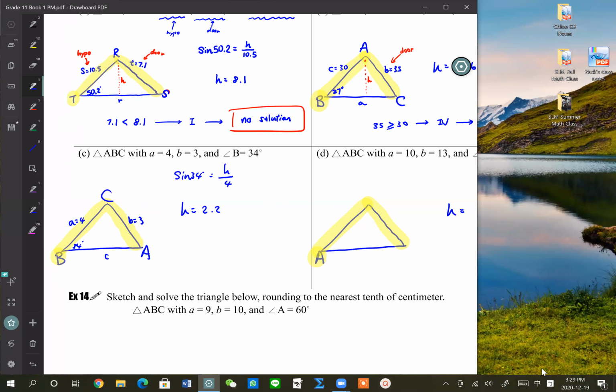Okay, Colin, which case is this one? I did case 3 for this one because the door is bigger than the height, but it's smaller than the hypotenuse. Okay, so the door is 3, it's bigger than 2.2, but smaller than the hypotenuse of 4. So this one is case 3. Case 3 means how many solutions, Braden?